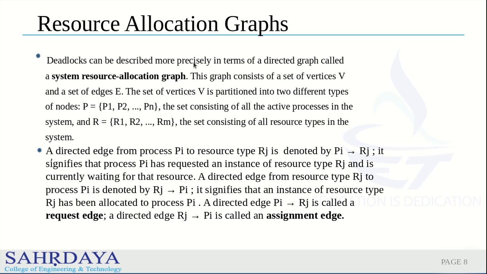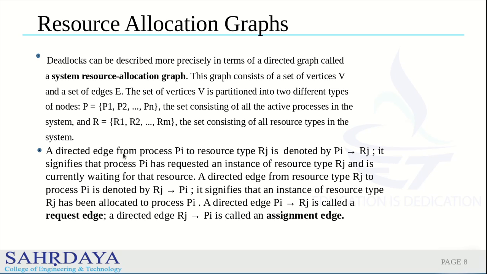Deadlocks can be described more precisely in terms of a directed graph called a system resource allocation graph. This graph consists of a set of vertices V and a set of edges E. The set of vertices V is partitioned into two different types of nodes: P equal to P1, P2, up to Pn, the set consisting of all active processes in the system, and R equal to R1, R2, up to Rn, the set consisting of all resource types in the system.